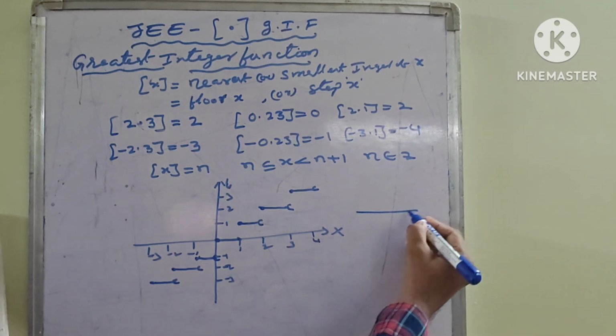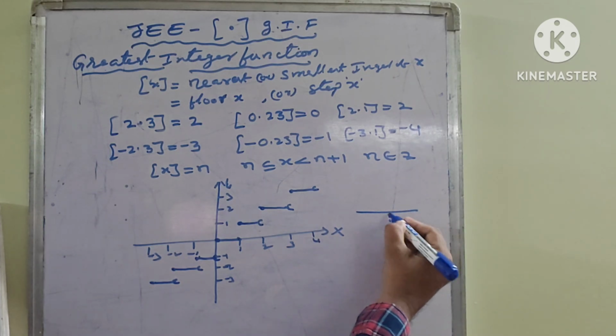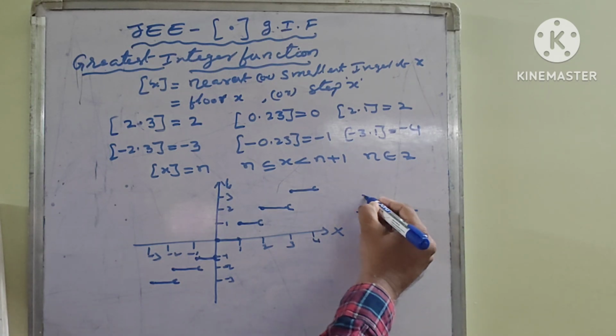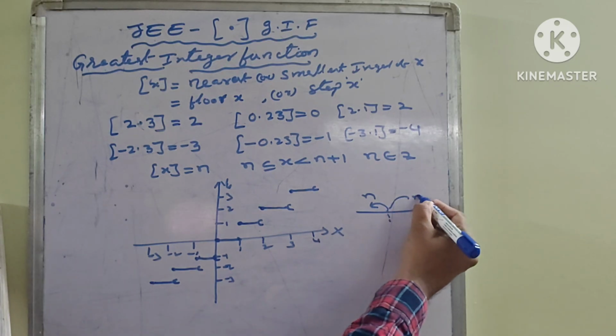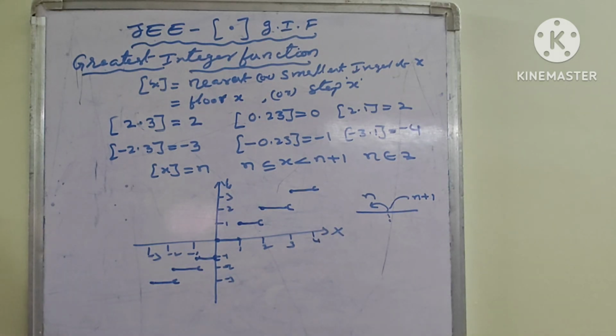Now as x approaches n, from this side the value is n, and from this side it is n plus 1. So the integral part of x: 0 less than or equal to x less than 1 gives 0, 1 less than or equal to x less than 2 gives 1, and 2 less than or equal to x less than 3 gives 2.